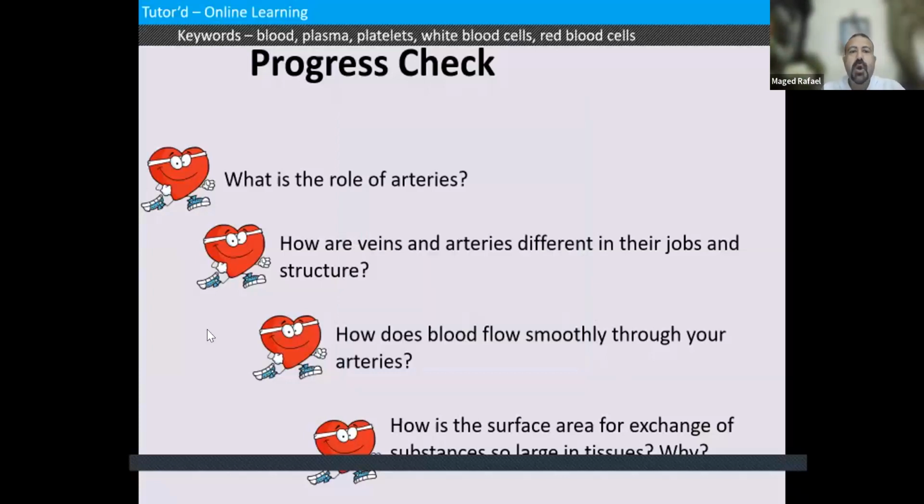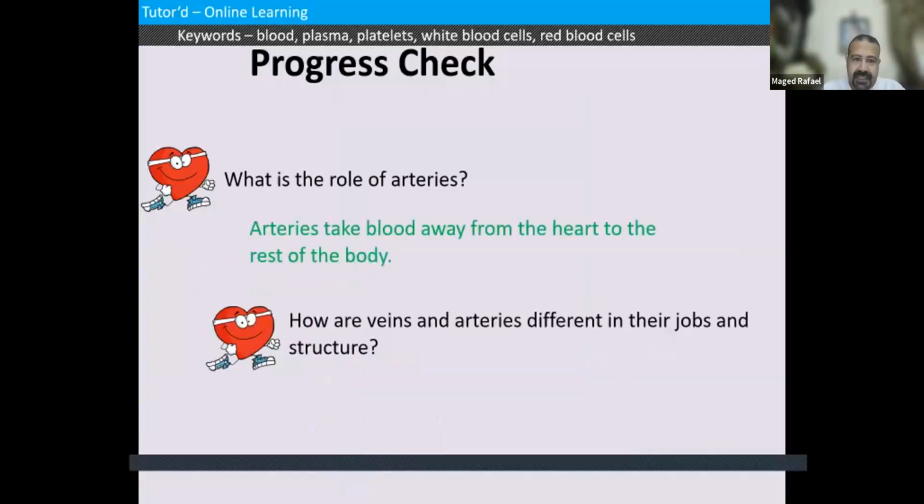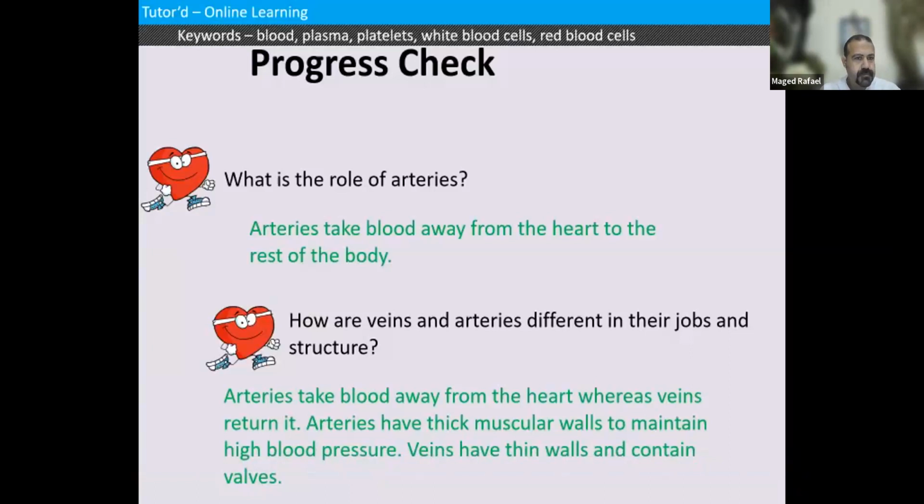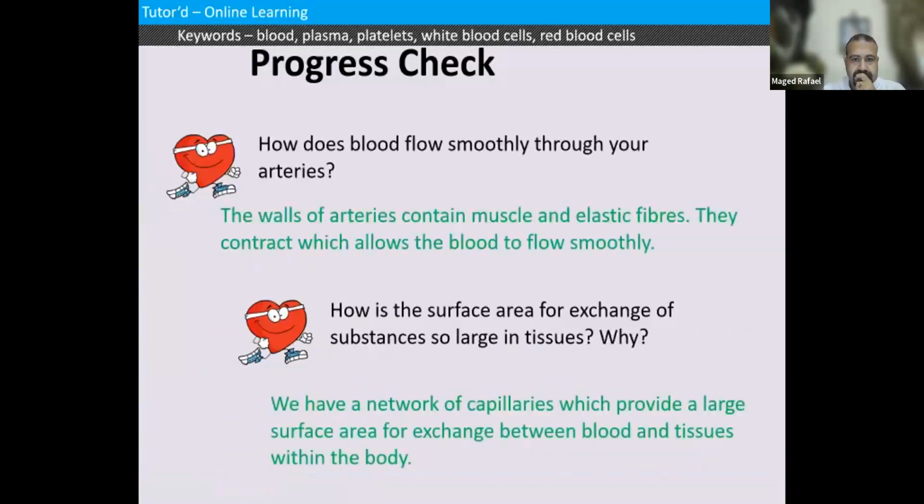Okay, let's check the answers. If you want to take a screenshot for the answers, please do. And this is the answer for the other 2 questions. Please take a photo of this answer.